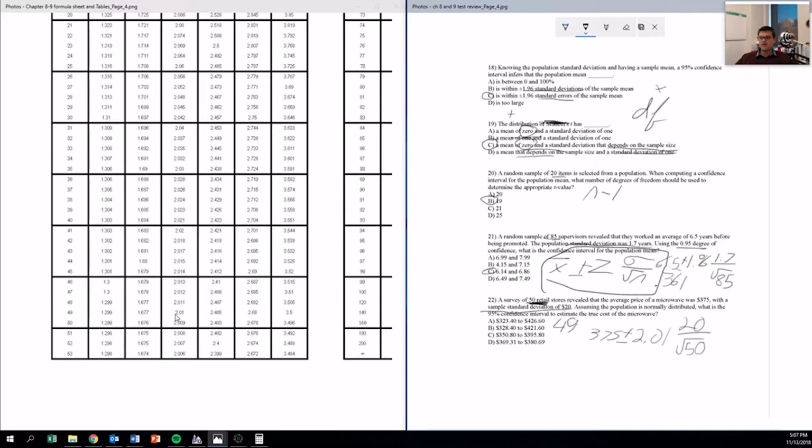The margin of error is 5.69. So it's 375 plus or minus 5.69. And if you work that out, what is it going to give you? Well, 375 minus 5.69 is 369.31, then 375 plus 5.69 is 380.69. So there you see 375 plus or minus 5.69 gives you the 95% confidence interval to estimate the true cost of the microwave.